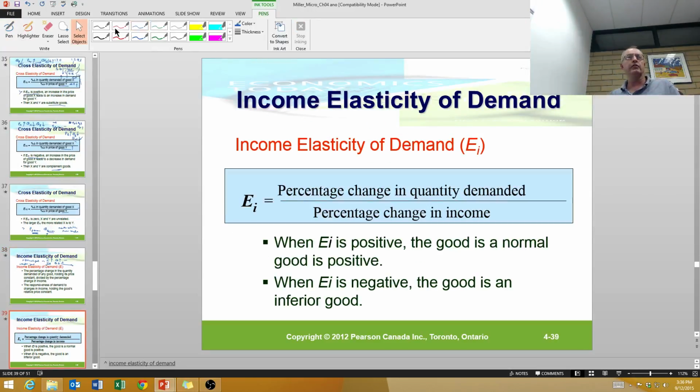Okay, so here's our formula for income elasticity of demand. We have a percentage change in income. How does our percentage change in the quantity demanded change? If it increases, we have a normal good, and if quantity demanded decreases, then we have an inferior good.